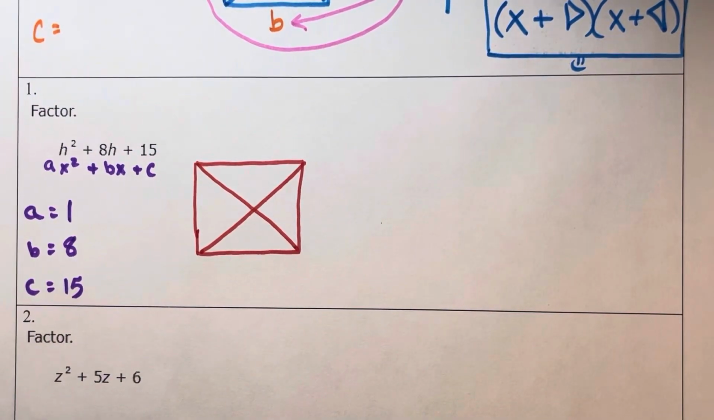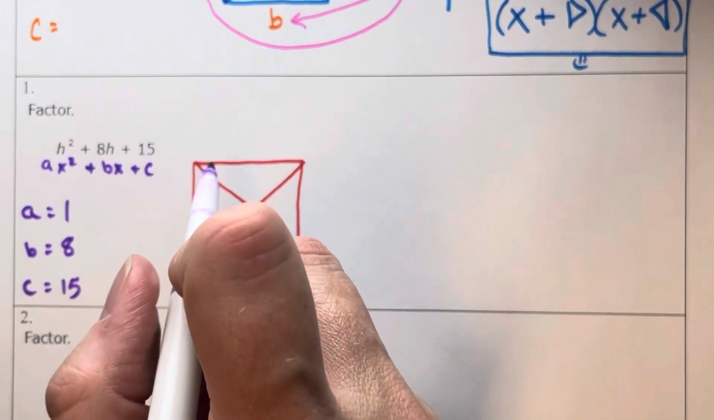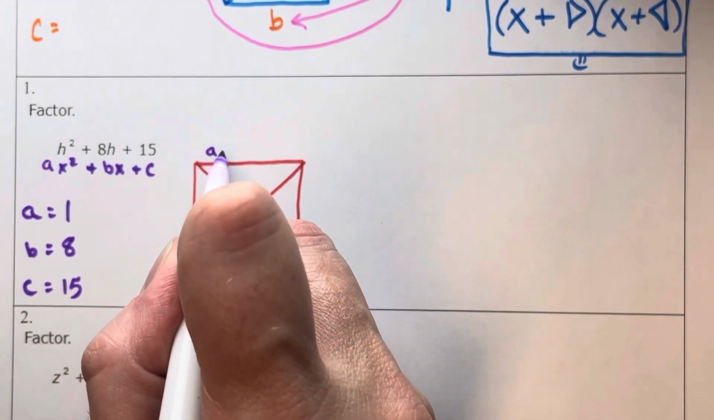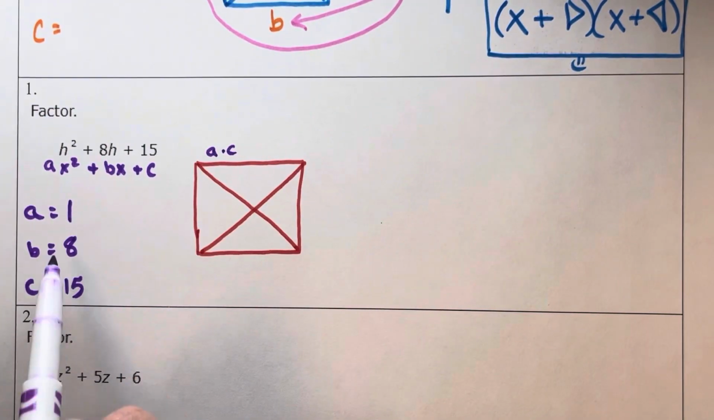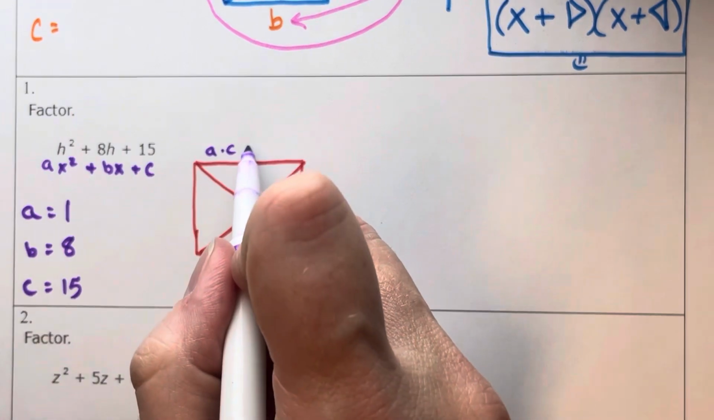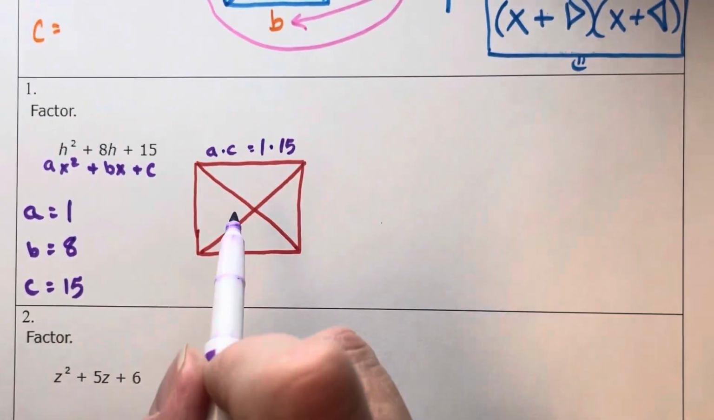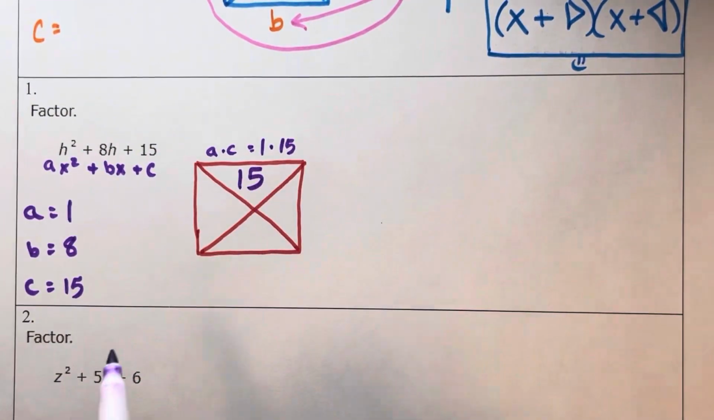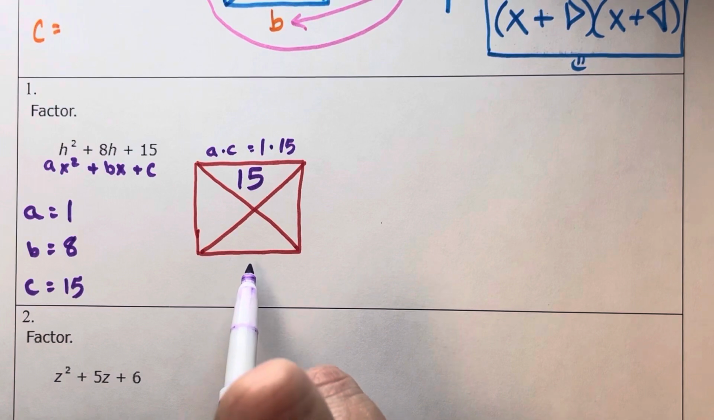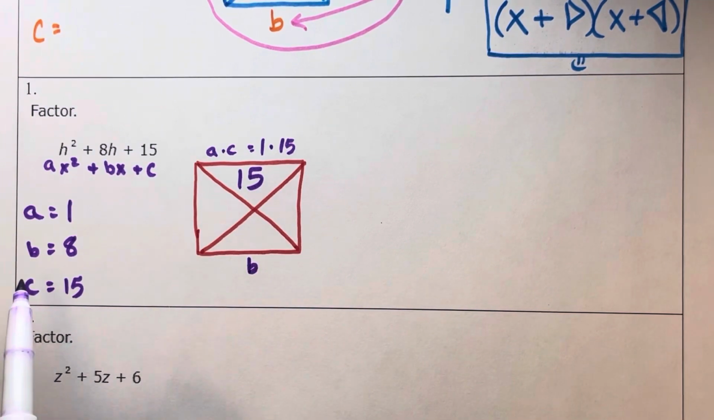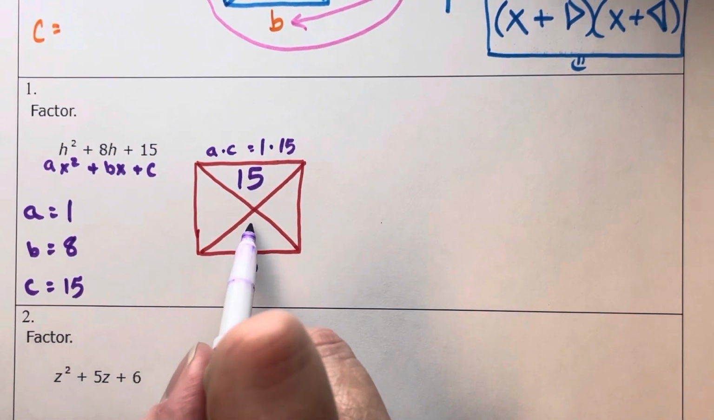It's time for our first graphic organizer. So here's our box with a big X through it, and we know that on the top is always going to be A times C. And for this particular problem, A is 1, C is 15. So 1 times 15, well, that's clearly 15, and that lives in the top of your box. At the bottom of your box is going to be your B value. So my B value was 8.